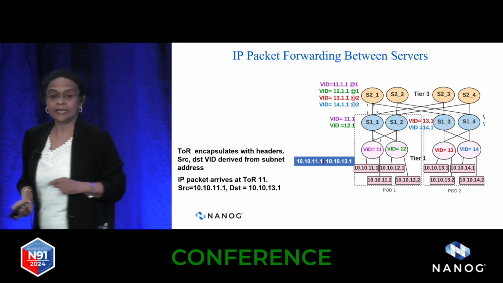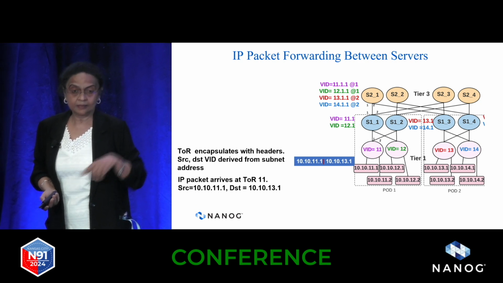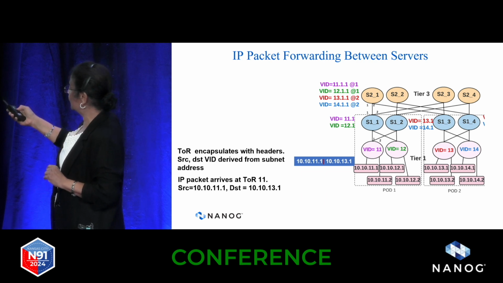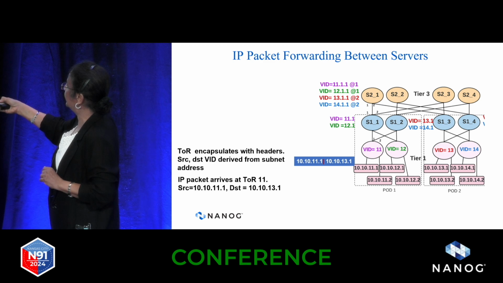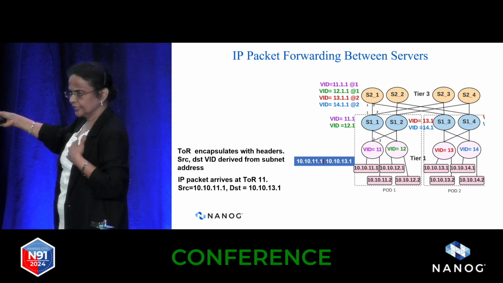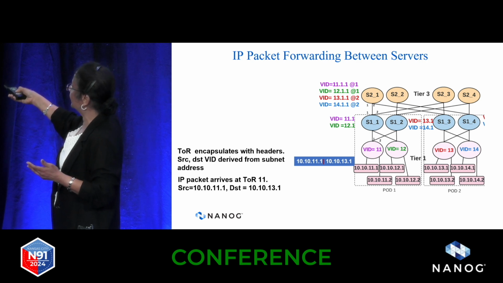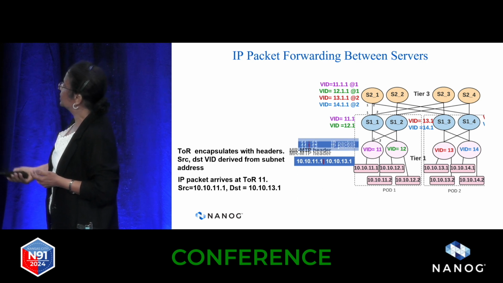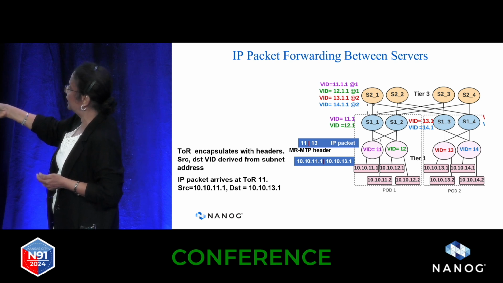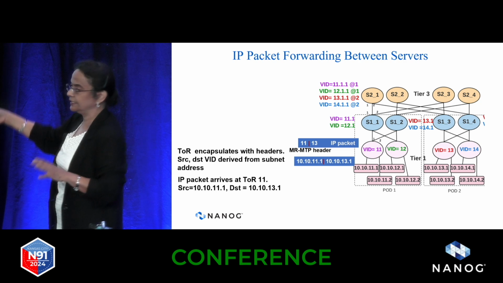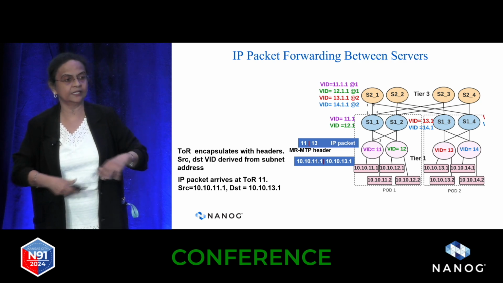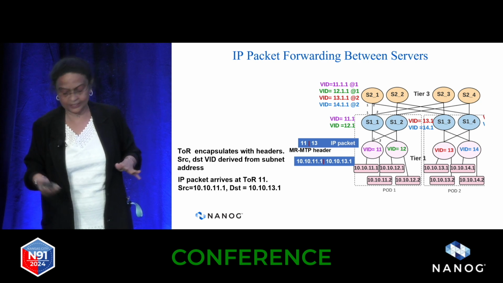So the Tor encapsulates this whole IP packet with a source VID, which is going to be 11, and from the destination IP address he can derive the destination VID. So he will encapsulate the whole IP packet in an MR-MTP header, source VID, destination VID. And from there, MR-MTP forwarding is done entirely based on these VIDs.